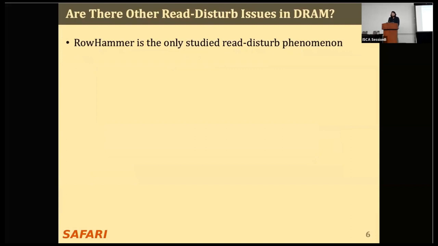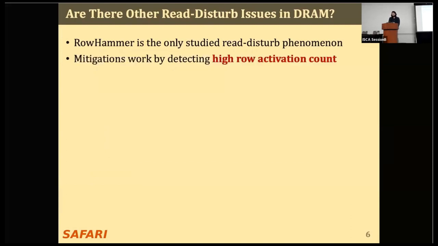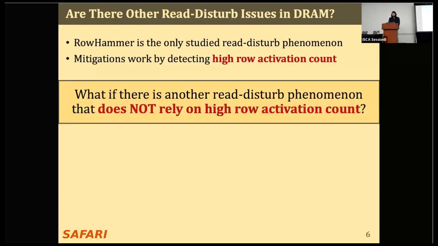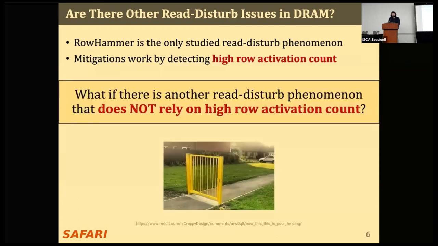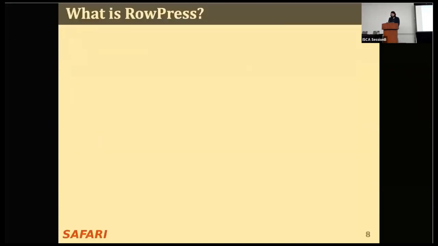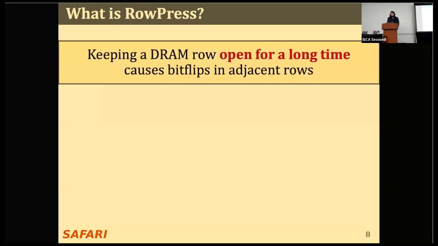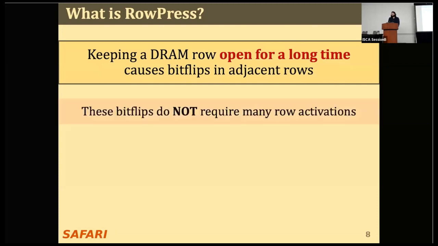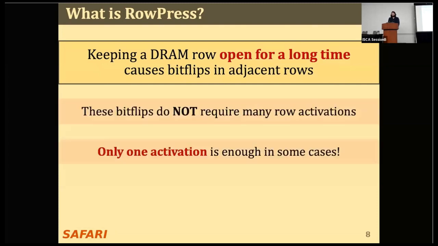RowHammer is the only studied read disturbance effect, and various mitigations work by detecting high row activation. This raises the following question: what if there's another read disturbance phenomenon that does not rely on high row activation? We find that RowPress is indeed such a phenomenon. So what is RowPress? RowPress is the read disturbance caused by keeping a DRAM row open for a long time, causing bit flips in adjacent rows. These bit flips do not require many row activations, and we find in some cases only one activation is enough.